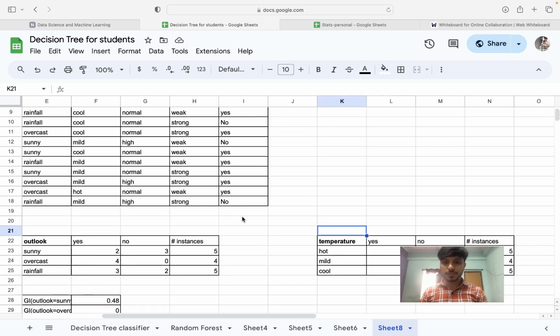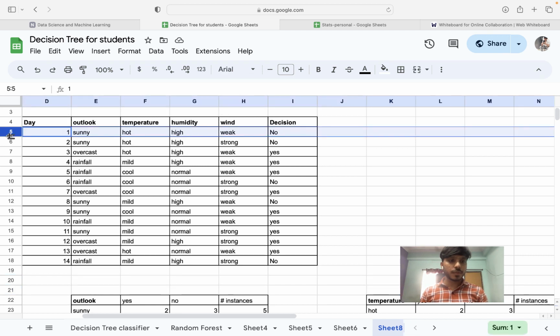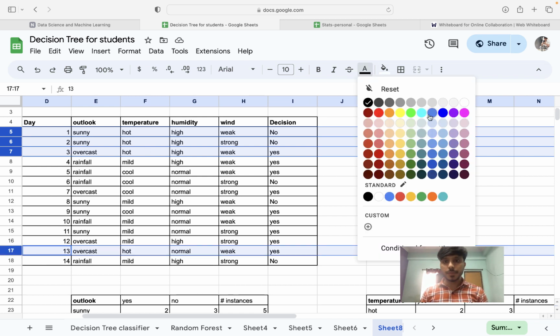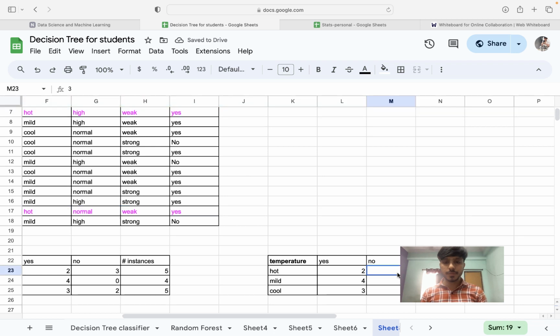So hot, mild and cool. Let me calculate those rows. This is hot, this is hot, this is hot, and one more hot is this one. These are the 4 rows that I have. Let me color this as well, pink. So out of 4, 2 yes and 2 no, total is 4.